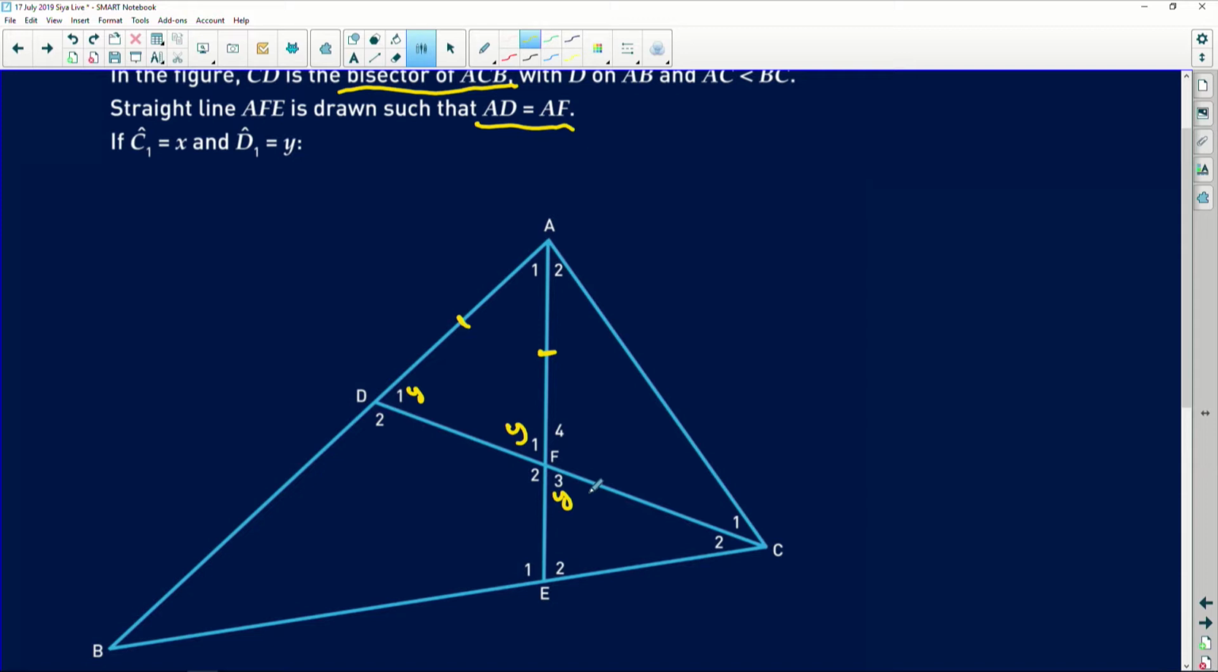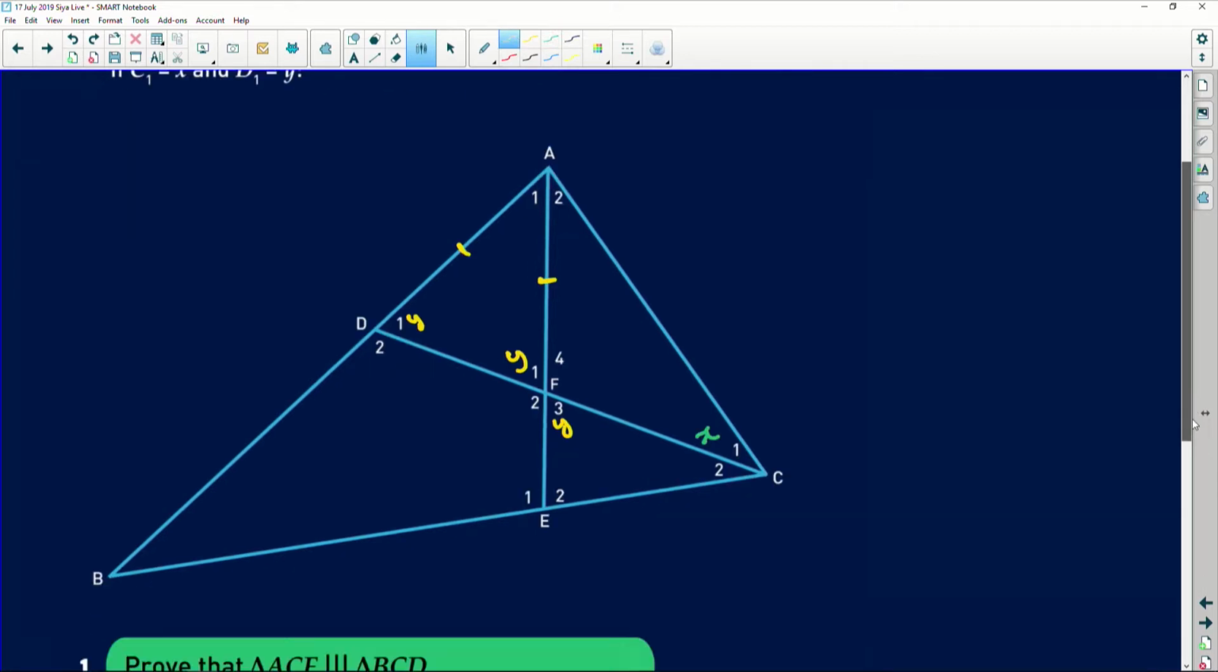And then the last thing was C1. So my C1 is down here. I will let this be X. Now, down to the questions.